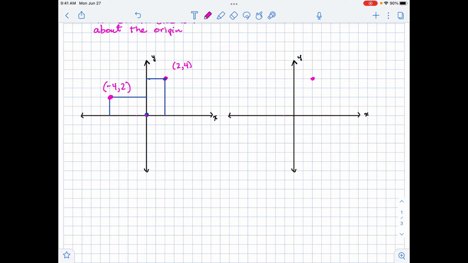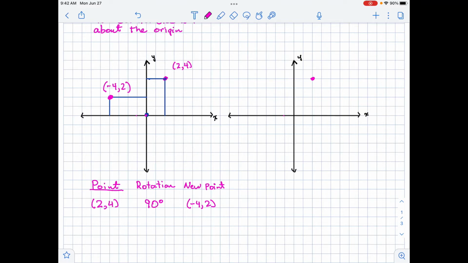So notice what happened with our 90-degree rotation. Let's just look down here. We had a point, the initial point, and the initial point was 2, 4. Now we have a rotation of 90 degrees, and now the new point is -4, 2. So notice what happened to that point. It was 2, 4, now it's -4, 2.